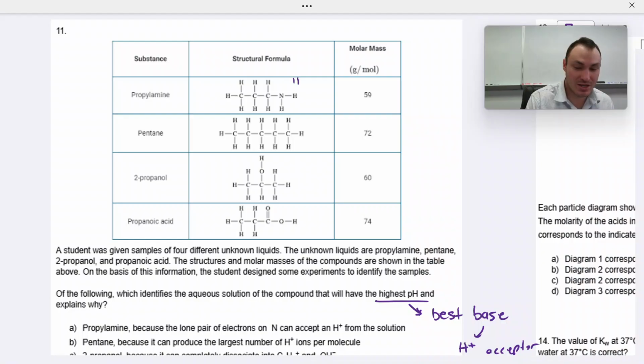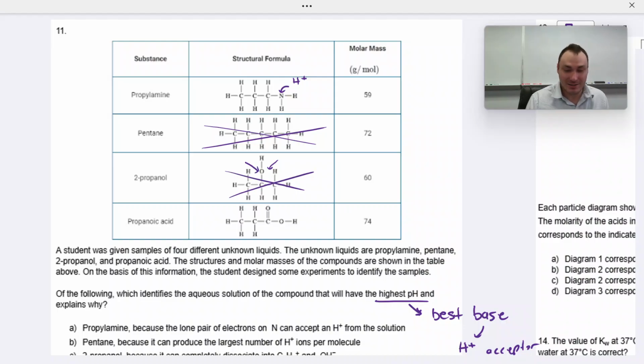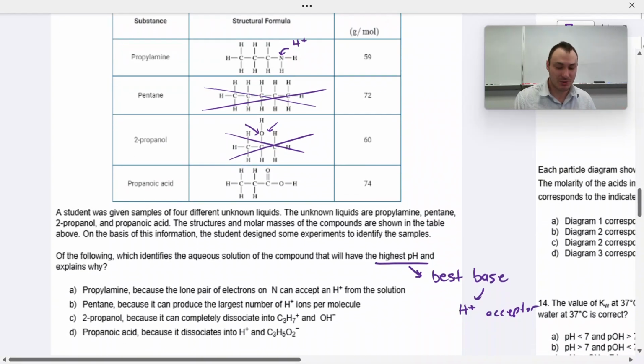The first one here has a nice spot to put that H. It's definitely not pentane. Pentane's at capacity. Propanol also looks like it doesn't really have some place to go, although I guess it technically can go on that oxygen. Propanoic acid, other than the name of it being an acid to sway you against that, looks like it does have a place it can put an H, but not as neat as propylamine. So we're looking for propylamine.